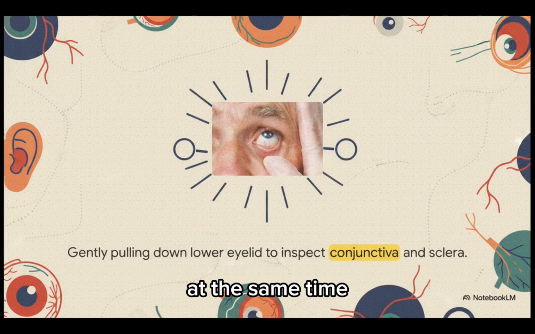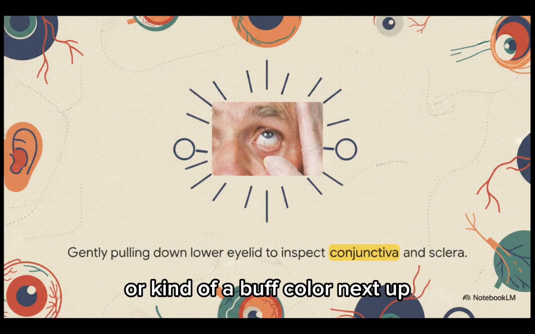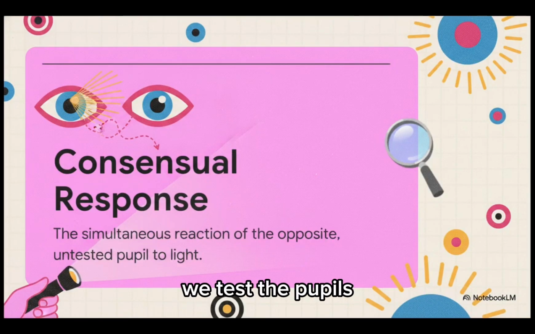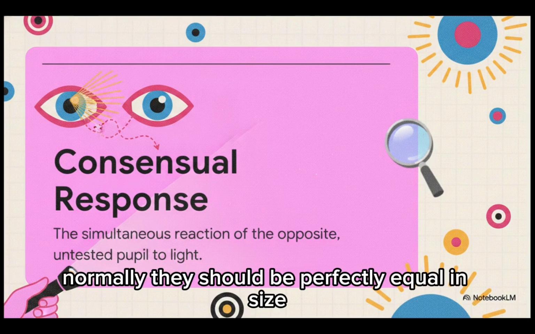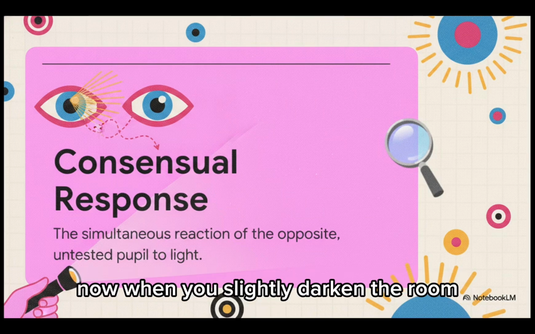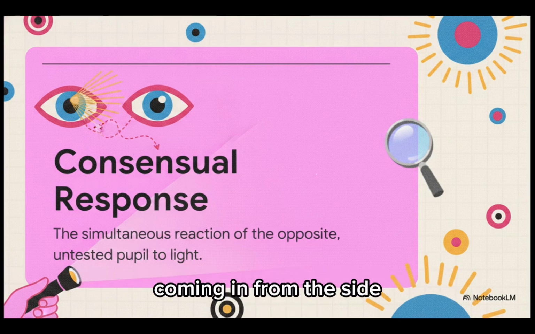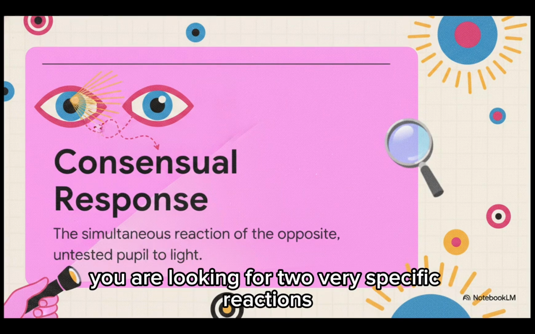At the same time, doing this gives you a great view of the sclera, which should naturally be a healthy white or kind of a buff color. Next up, we test the pupils. Normally, they should be perfectly equal in size, round, and about 1/4 the size of the iris when you're in normal room light. Now, when you slightly darken the room and shine your pen light from about 20 inches away, coming in from the side, you are looking for two very specific reactions.